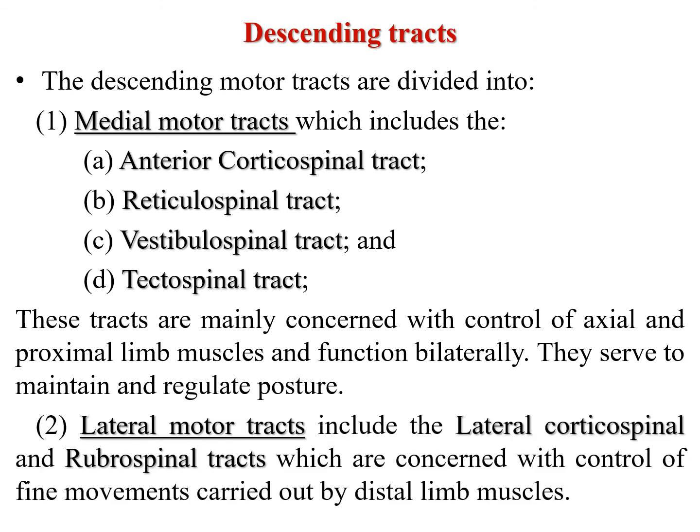The second variety are the lateral motor tracts. The lateral motor tracts include the lateral corticospinal and rubrospinal tracts. What are they concerned with? They are concerned with control of fine movements carried out by distal limb muscles.